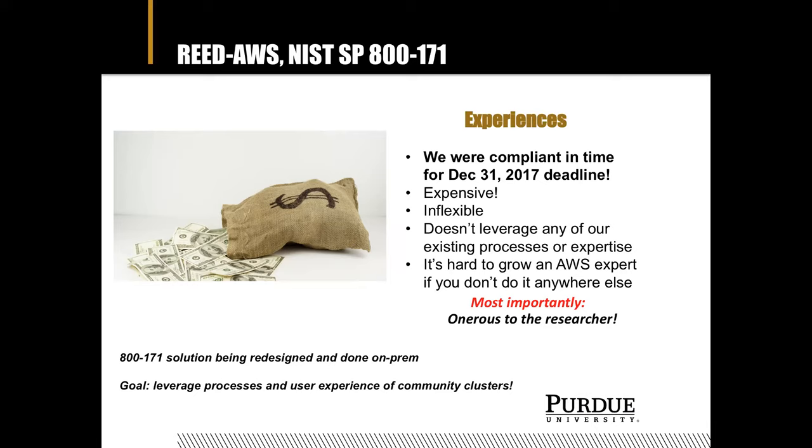We've done high performance computing for a long time here at Purdue, and our open systems are well automated, easy to use. There's self-service tools for people to get on there, and much of the workflow for onboarding products or provisioning resources is fully automated. By doing this in AWS, we were unable to leverage any of this to our benefit. We don't do a lot with AWS at Purdue. I know many other institutions are probably further along with using AWS for all sorts of university IT, but we're not. And it was hard for us to grow an AWS expert in the process if we aren't doing it anywhere else.